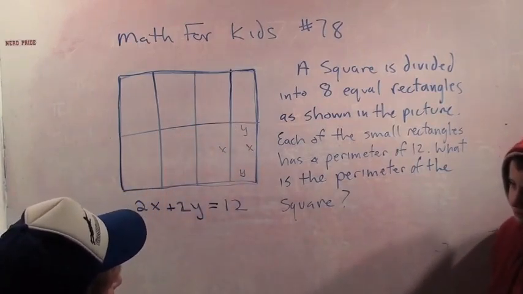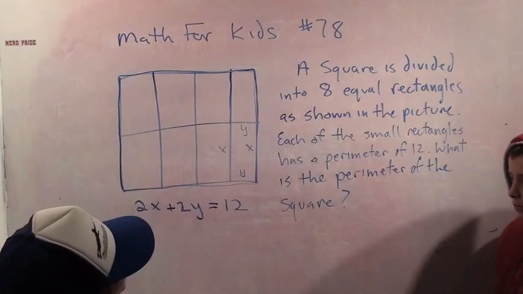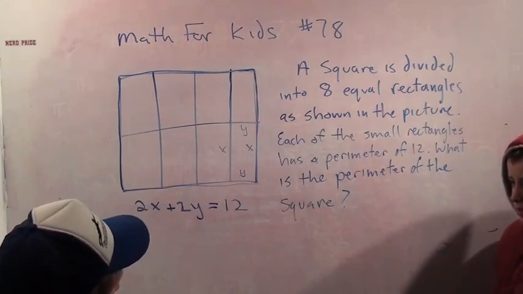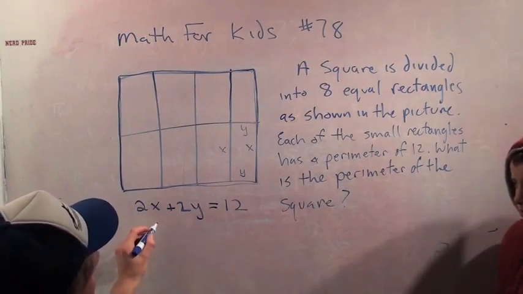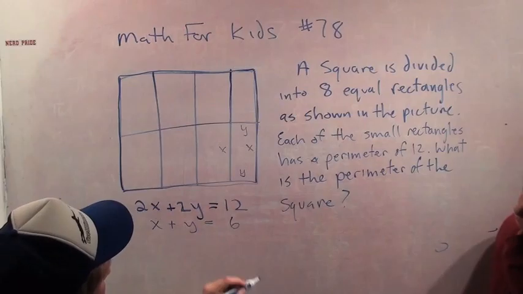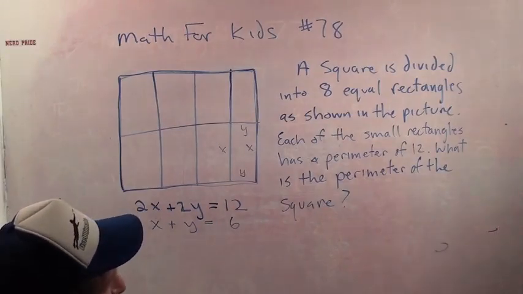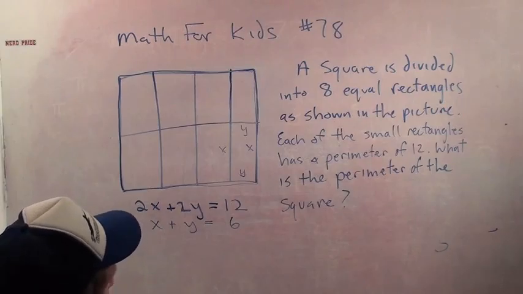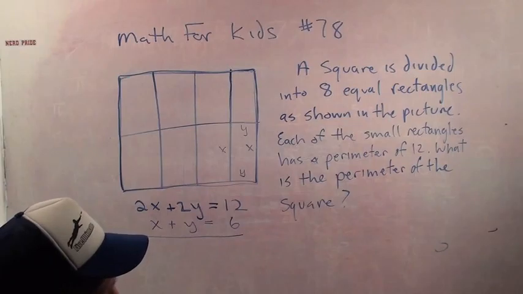And we have to find some other relationship between x and y to solve the problem. You know that x plus y is 6. Well, that's the same relationship, just dividing this by 2. x plus y equals 6. We have to find some other relationship between the x's and the y's. So x plus y equals 6. That's very helpful.